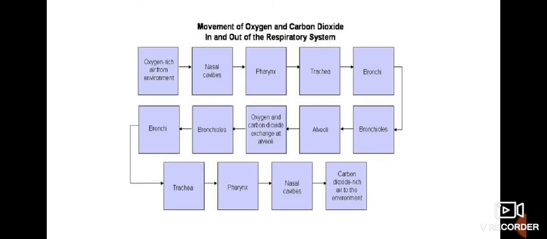Now, as you can see here, this is how the movement takes place. The oxygen-rich air from the environment will pass through the nasal cavity, then to the pharynx, trachea, bronchi, bronchioles, and then to the alveoli, which is the site of exchange of gases. Oxygen and carbon dioxide will be exchanged at the alveoli and then the return process will occur. Carbon dioxide will go through the bronchioles, bronchi, trachea, pharynx, nasal cavity, and then it is released into the environment. Remember, the process will be helped by blood capillaries as well as the diffusion process.